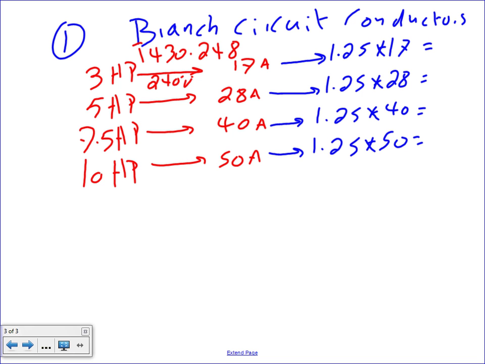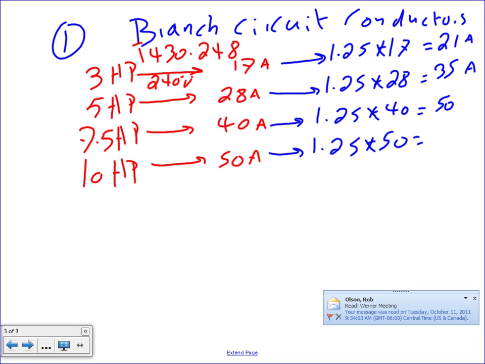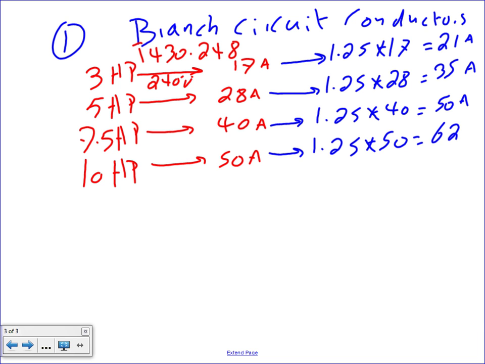This will be 21 amps. This will be 35 amps. This will be 50 amps. This will be 63 amps. Okay, any question, guys? Why do you multiply it by this? Why did we do what we did?